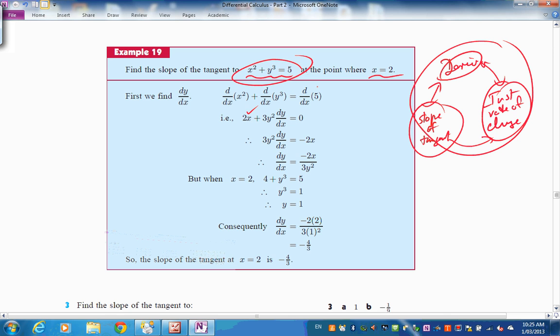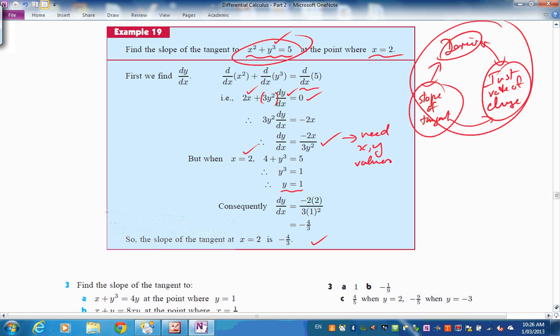Derivative of x squared is 2x. Derivative of y cubed, do the cube part, 3y squared by the hidden derivative of y, here with respect to x, and the derivative of a constant is 0. Rearrange. Then when x is 2, you first of all got to work out y, because can you see with implicit differentiation you need both x and y values at the point to find the slope of the tangent. So therefore we've got neg 4 over 3.